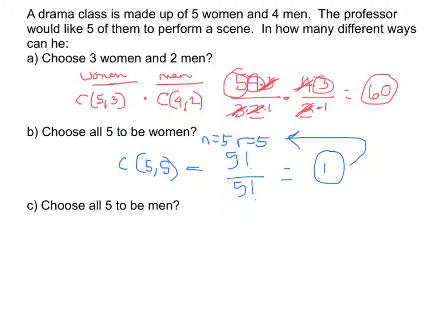Now let's look at C, which says choose all 5 to be men. Well, in this case, we only have 4 men in our problem, and we're asked to choose 5. Clearly, this is impossible. You cannot choose 5 things from 4 things, and so our answer is just 0. And the reason this problem is in here is because you always have to pay attention to the problem, because you may see an example like this where they're trying to trick you and make sure that you're paying attention.